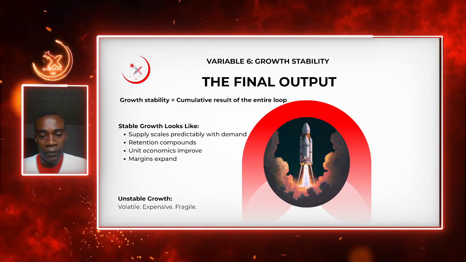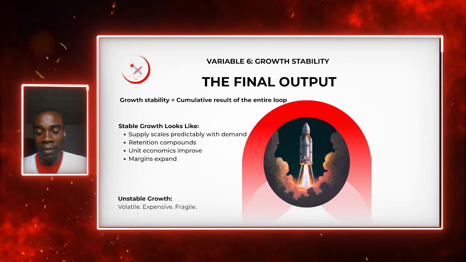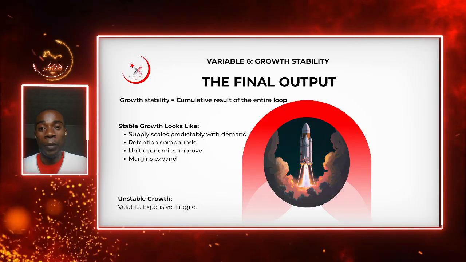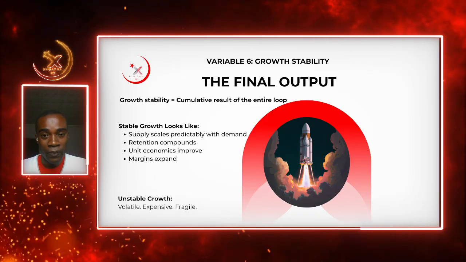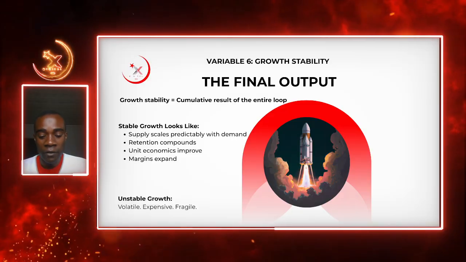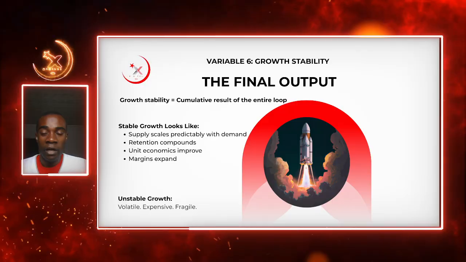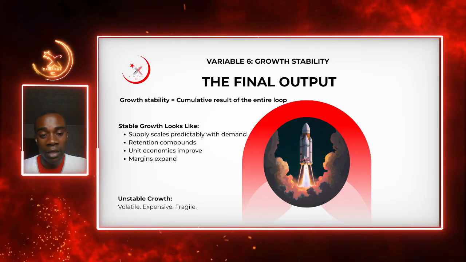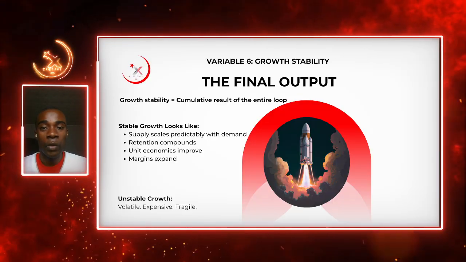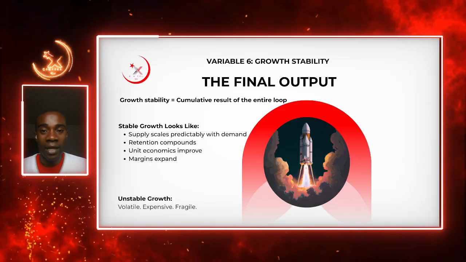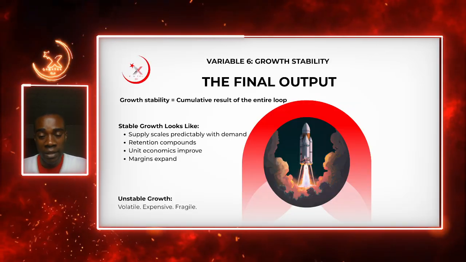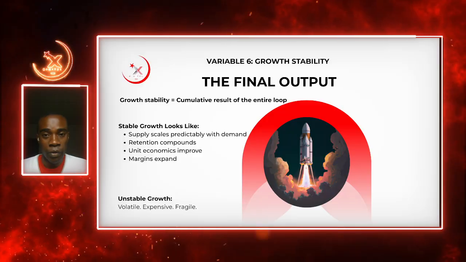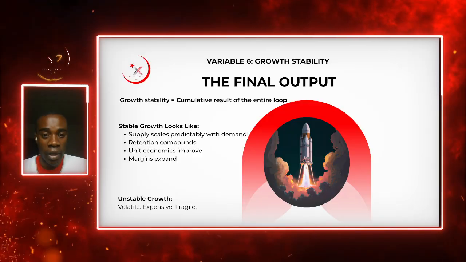Now, when the loop is healthy, reliability scales naturally with demand. Growth becomes predictable and margins expand. When the loop is broken, somehow, somewhere, growth becomes expensive, fragile, and volatile. In fact, you find yourself constantly recruiting partners to replace churn instead of scaling with stability. And this is the reason why retention is not a support metric, it's a commercial strategy.